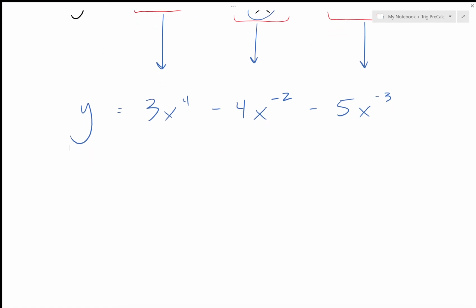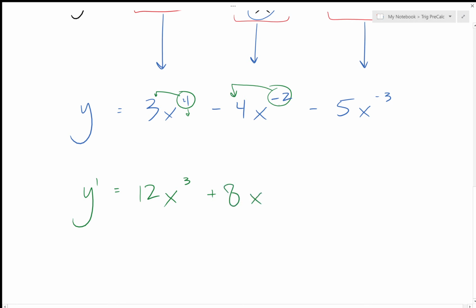Now let's go ahead and take the derivatives of each piece. So this gets multiplied to the front: 12x, this goes down by 1, so cubed. These get multiplied, so positive 8x, it goes down by 1, negative 3. And the last one, those get multiplied, so positive 15x to the, down 1, negative 4.